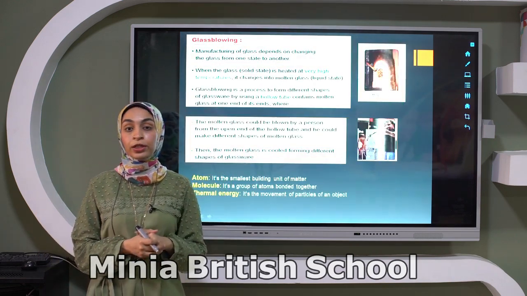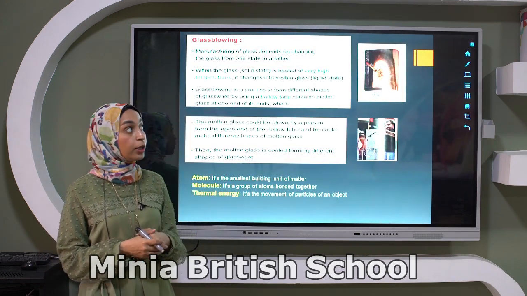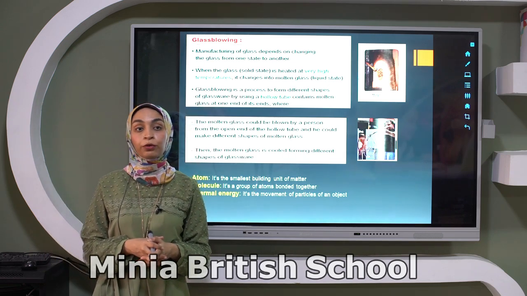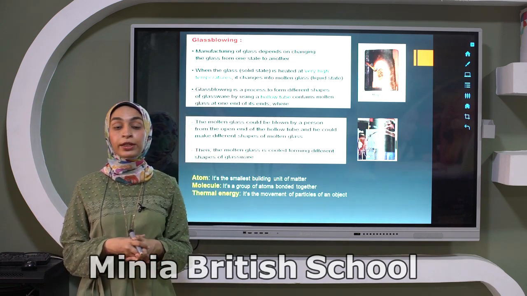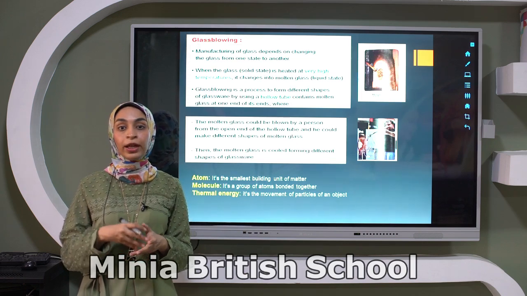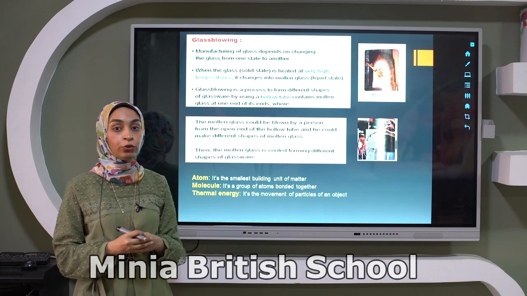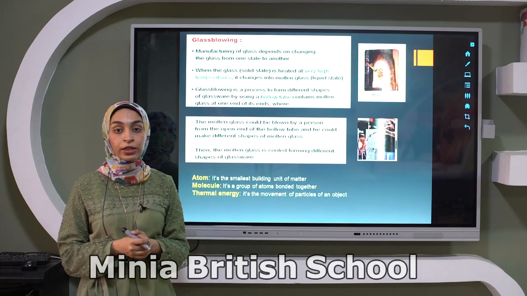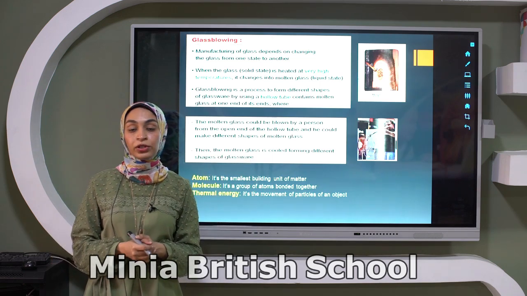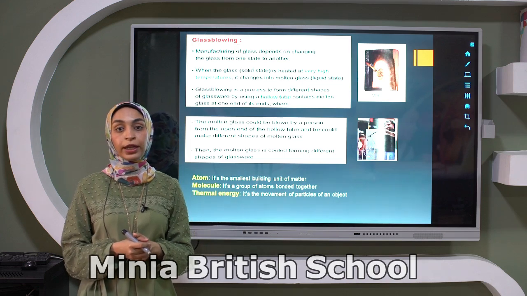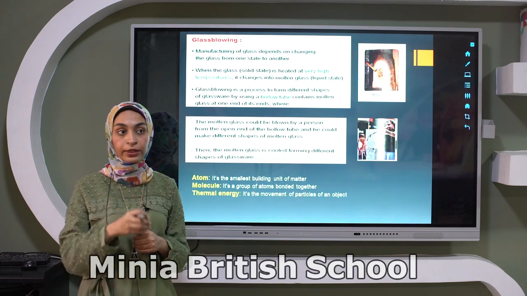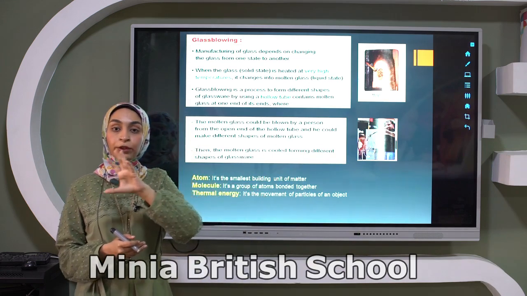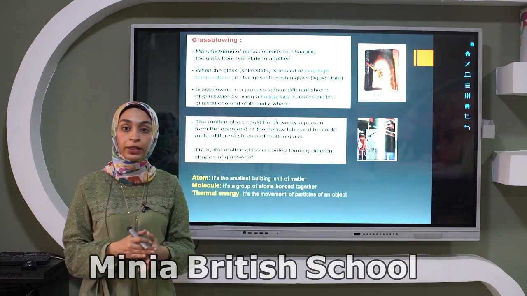We have a process here called glass blowing. Glass blowing is a process of manufacturing different shapes or forms of glass when we expose the glass to a high temperature. So it starts to change from a solid state into a liquid state, or we can say the molten glass. And when it reaches the molten state, we can hollow it or blow into it by using the hollow tube as we see in the picture to form different forms or different shapes of the glassware.